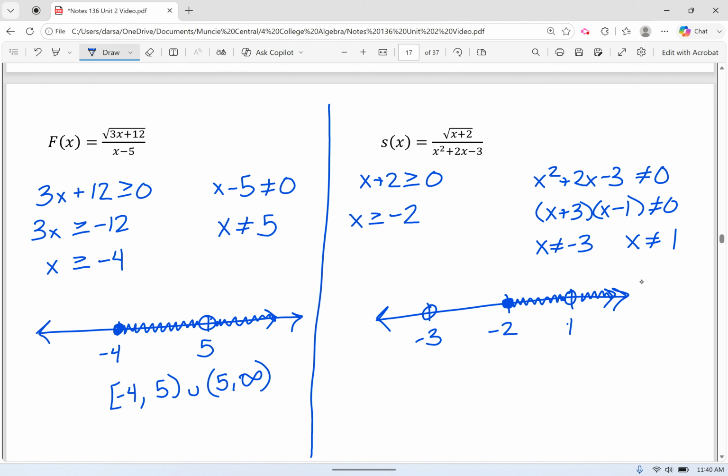But what are our two shaded intervals that are going to be part of our domain? Well, we're going to go from negative 2 to 1, and we're going to go from 1 to infinity. And again, what does this mean? It means that if I pick any number in these intervals and plug them in, I get an answer. Thus, this is my domain.